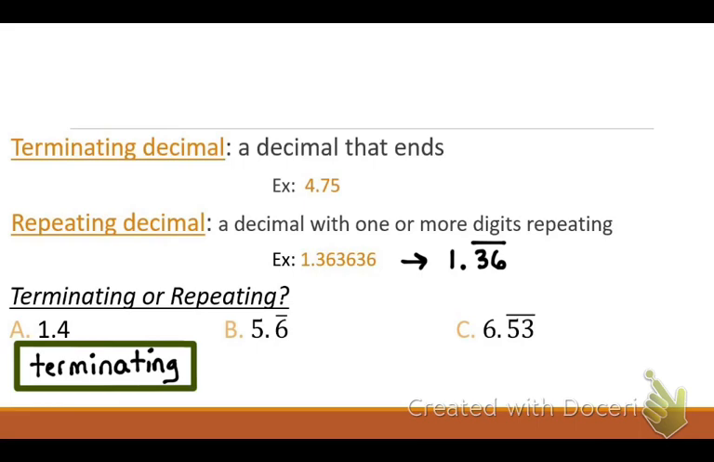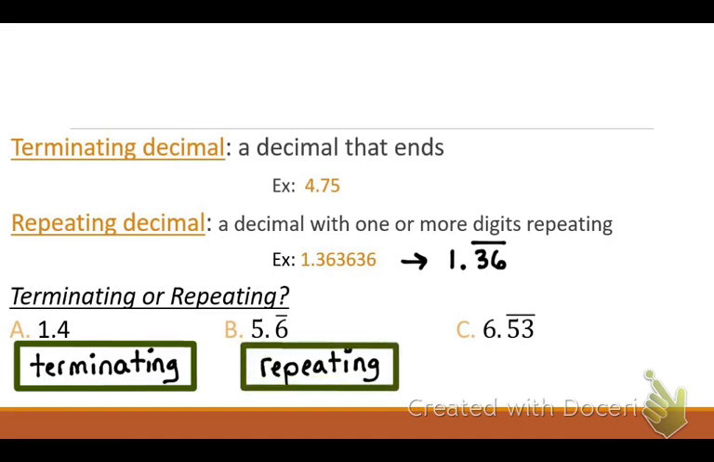The next one says 5.6, and it's got a bar notation, or a line, on top of the 6. What does that little line or bar notation mean? It's repeating, so this is obviously going to be a repeating decimal. If that went on, it would be 5.66666, and only the 6 is repeating.